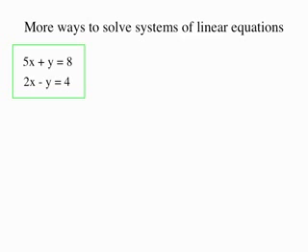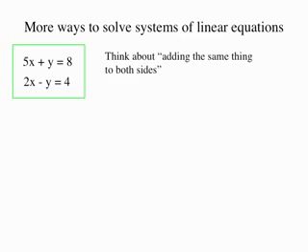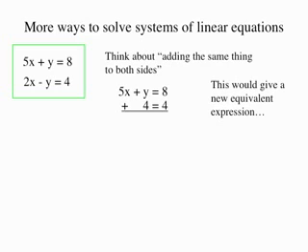We're going to take one of these equations and look at operations we can do that keep that one equation balanced. In the past, we've added the same thing to both sides of an equation, and that didn't change the solution to the equation. It made it look different, but it didn't change its solution. So for example, if I take the first equation, 5x plus y equals 8, I could add 4 to both sides, and that would give me a new expression that would have the same solutions as the original expression. My new expression might look kind of weird, but it would still have the same solutions.